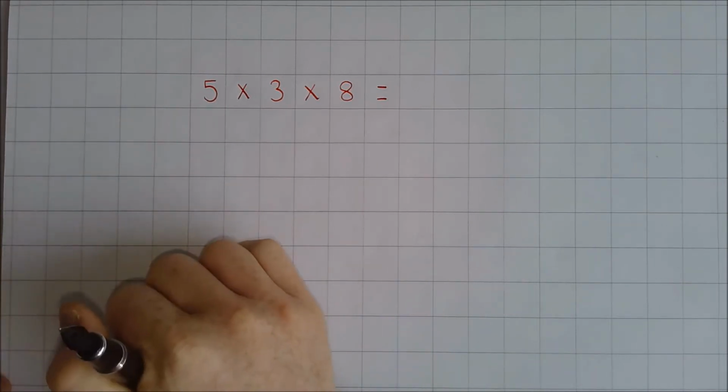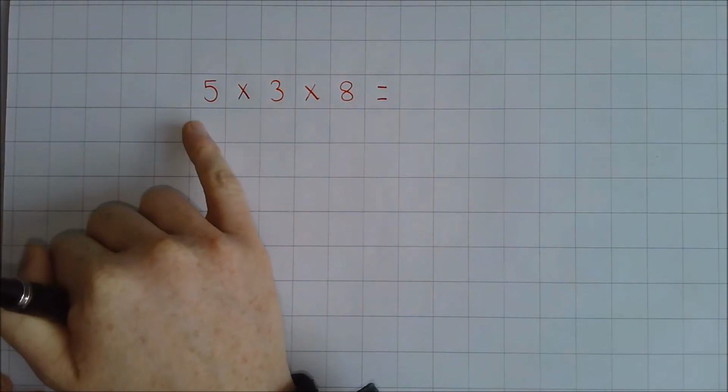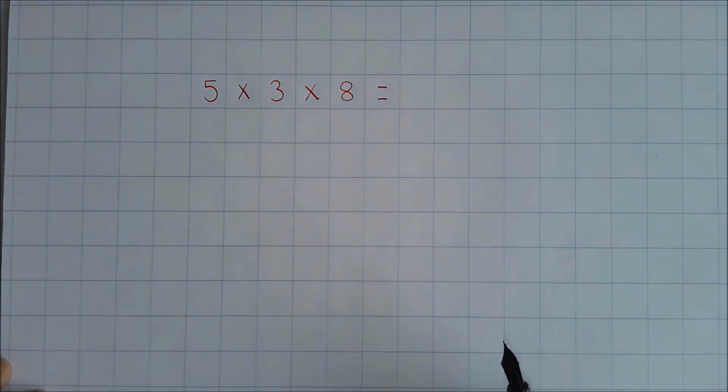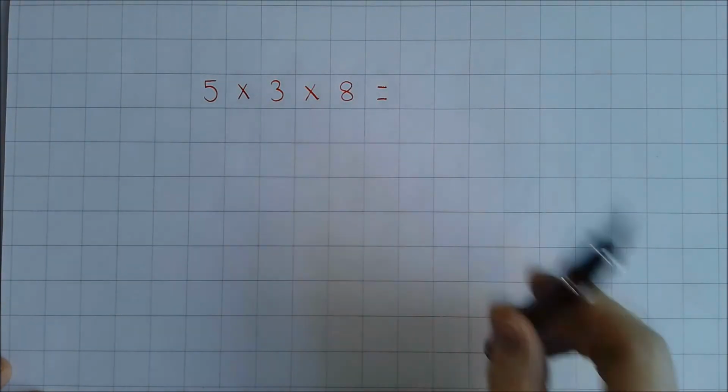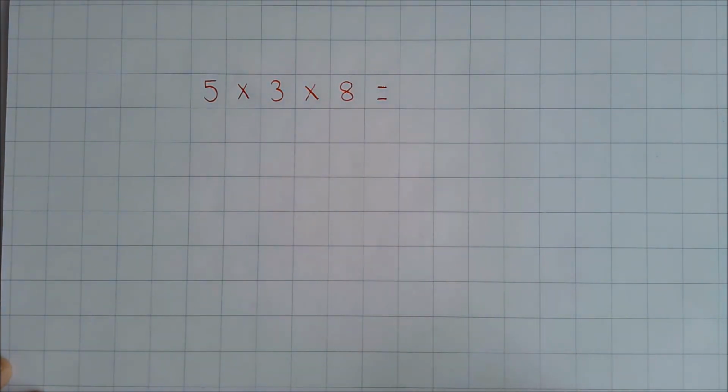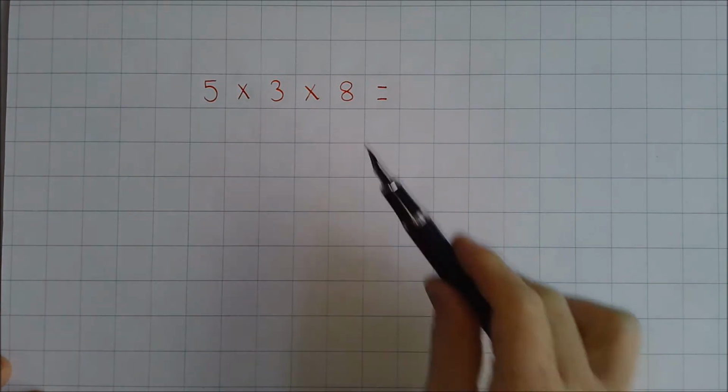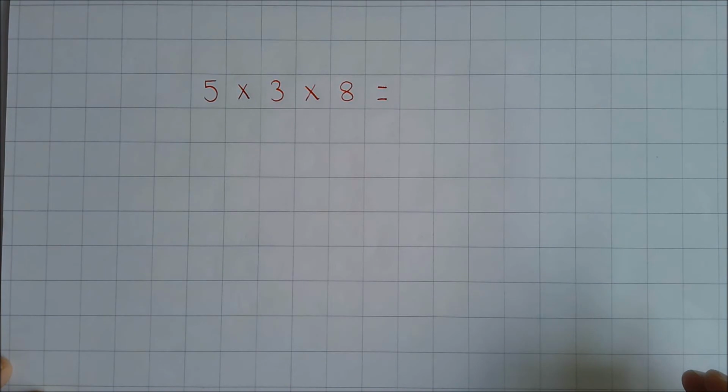Here we've got a multiplication again with three factors. Now we could do 5 times 3, which is 15, and then 15 times 8. And we could work that out, but it's not the easiest way to do it. What we want to do is find a way to use our knowledge of multiplication facts to do this as quickly and as accurately as possible.